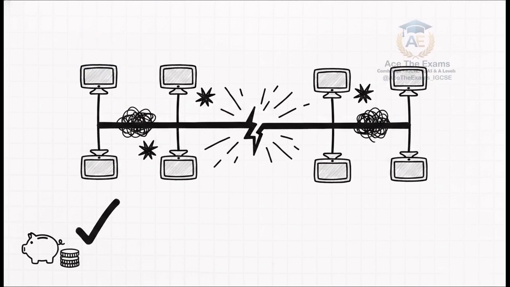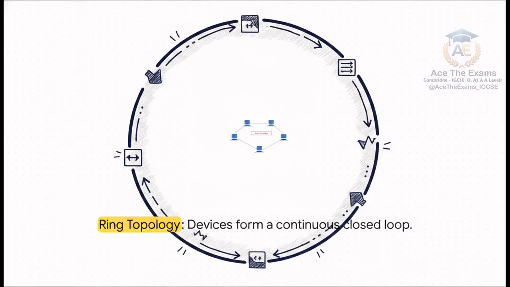Boom, that is a blockbuster answer. Alex would have just said it's cheap but breaks easily. Sam would have skipped the explanation entirely. You need to link your point back to the command word. Remember, a break in that main cable brings down the entire network, and scalability is severely limited due to data collisions.